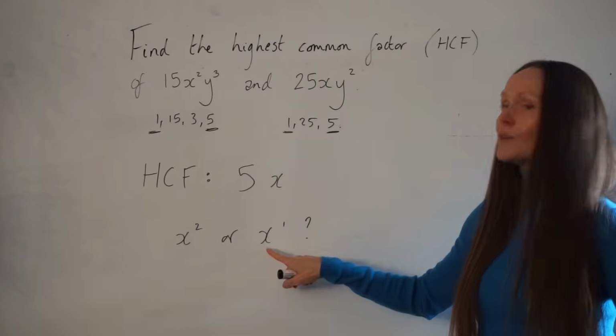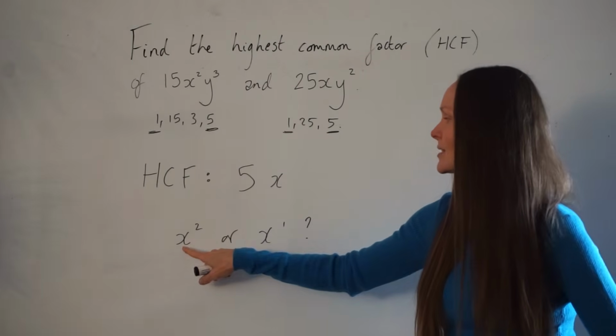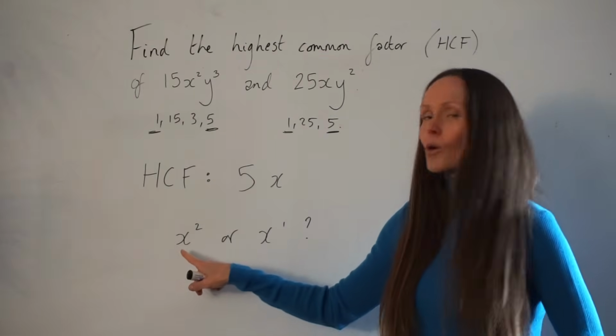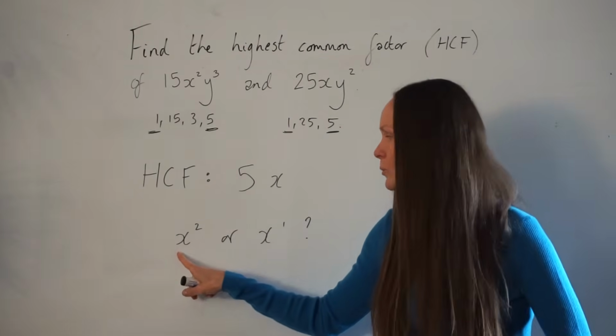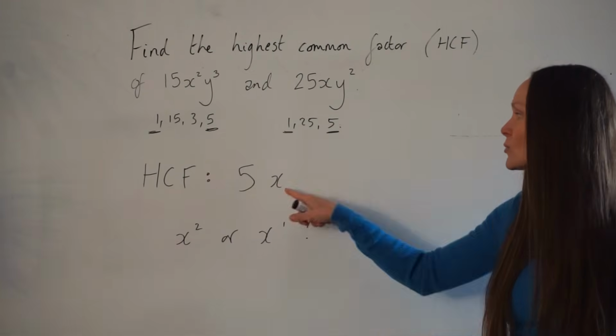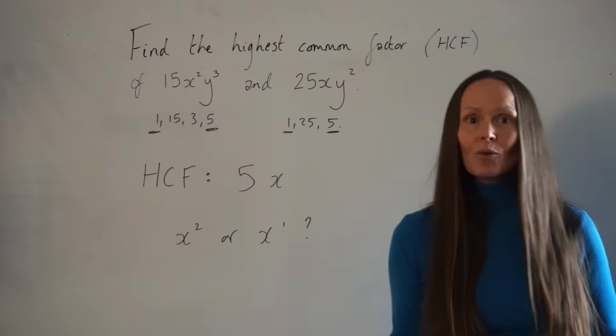And x fits into itself, and it also fits into x squared. However, if we'd taken x squared, although it fits into itself, it wouldn't be able to fit into the letter x. I hope that makes sense. So that's why we take the letter with the smallest power.